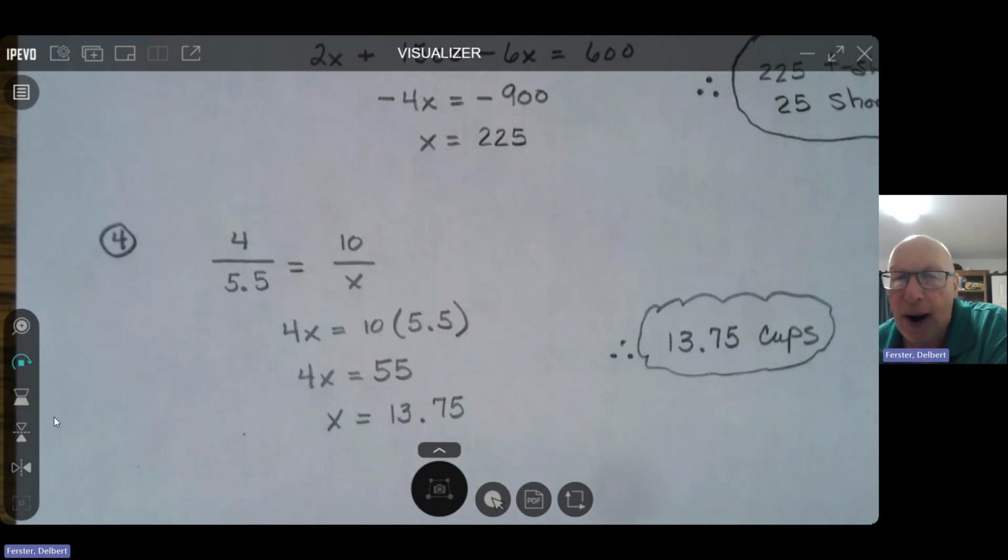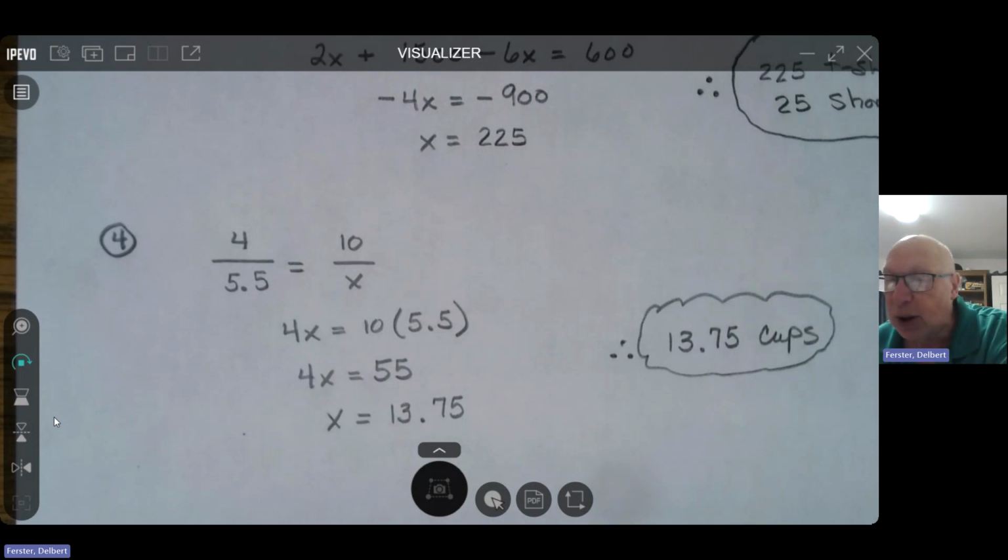One diagonal will get us 4x. The other diagonal gets us 5.5 times 10. And so 4x is 55. And a quick divide by 4 gets us to 13.75. So for us to make the 10 batches of cookies would require 13.75 cups of sugar. And that takes us through problem number 4.